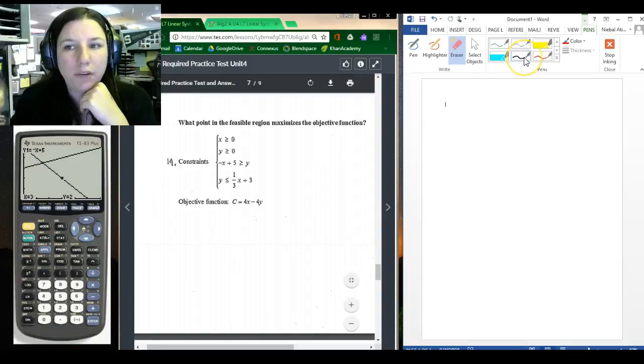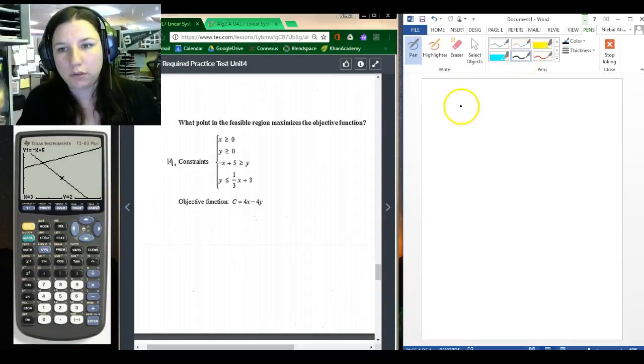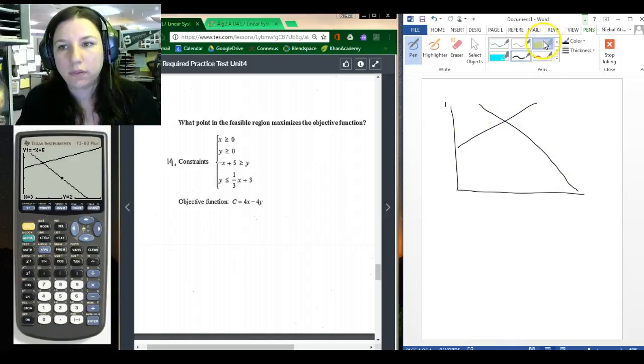So I want to know my vertices. We've got to show our work. So I want to get that graph going. I have vertices here, here, here, and here. So those are the points we're going to use.